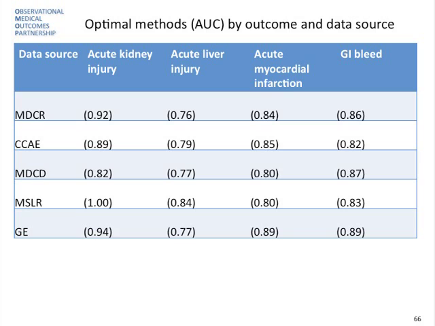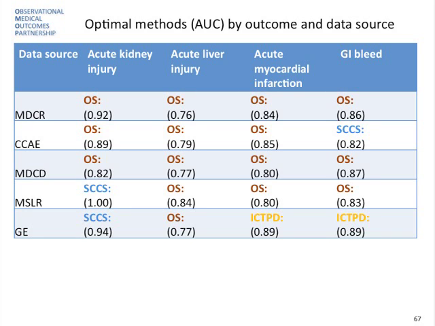And what you can see is, by and large, across our 4 outcomes and across our 5 databases, we were able to achieve pretty strong predictive accuracy across the board, generally in the range of the high 0.7s all the way up to the 0.9s. When we looked at which family of study designs carried the day in terms of being the optimal choice, what we observed was something quite interesting.